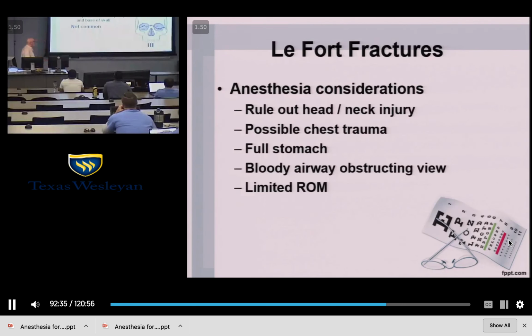Now, you're going to get patients that have Le Fort procedures done. If you've worked with me at JPS or anywhere else, you may have done some. But back to Le Fort fractures, we have to rule out head and neck injury as well, just like with open globe procedures.